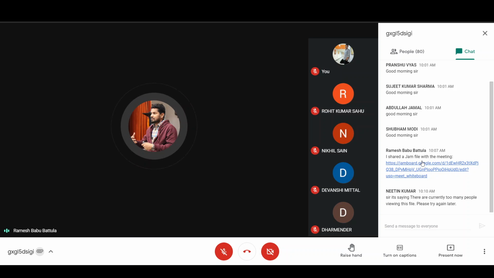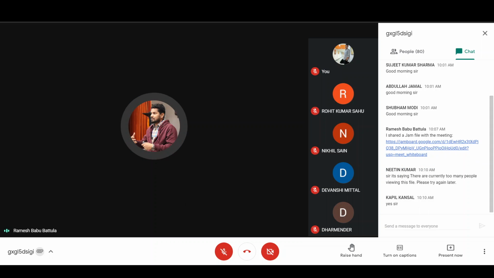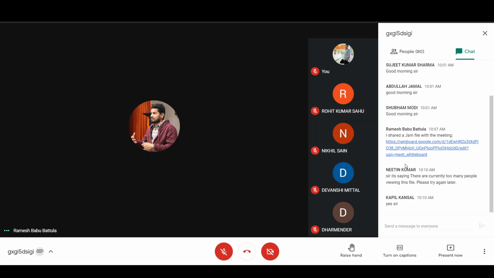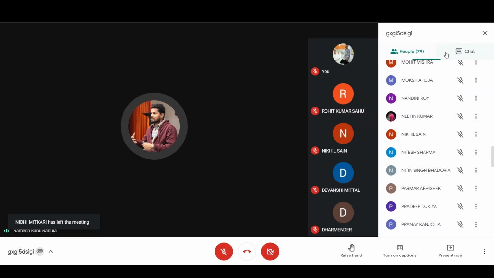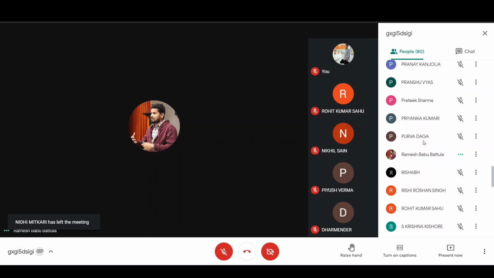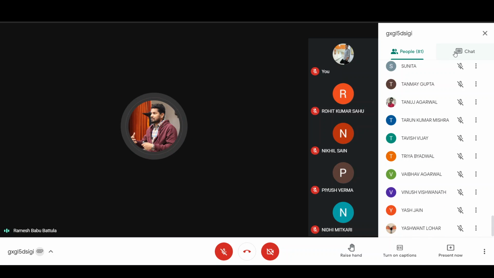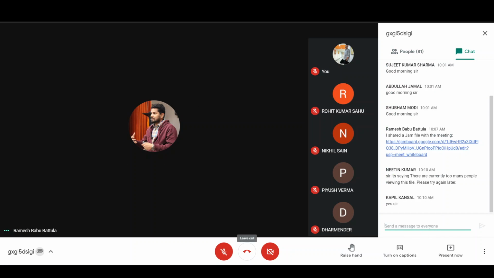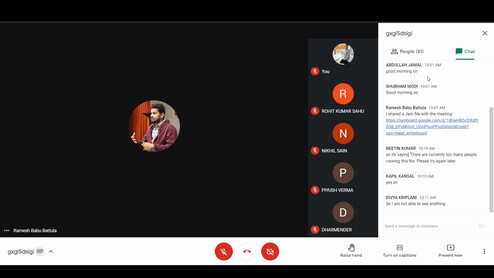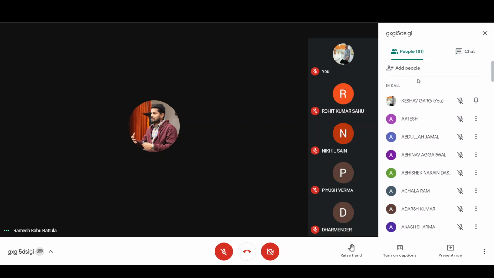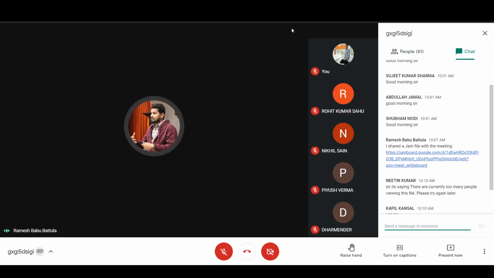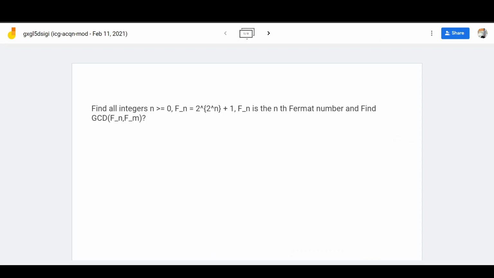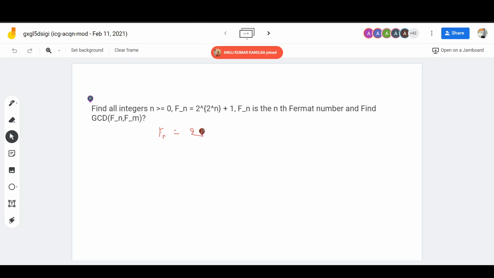F subscript n is equal to 2 to the power n, right? Fn is the nth Fermat number, and find GCD of Fn, Fm. But it means you have to choose like this. This is Fn, which is equal to 2 to the power n plus 1.